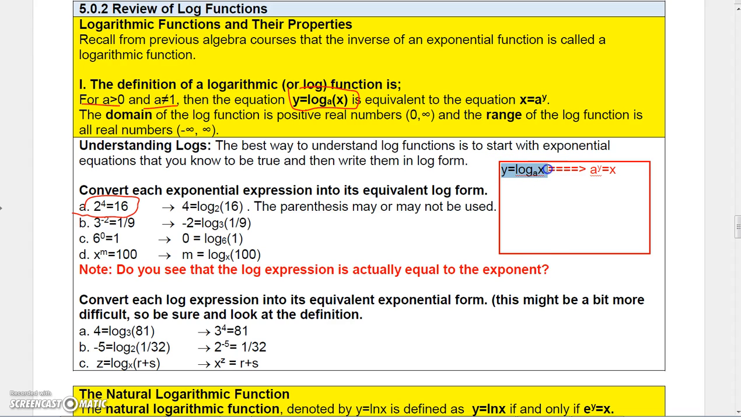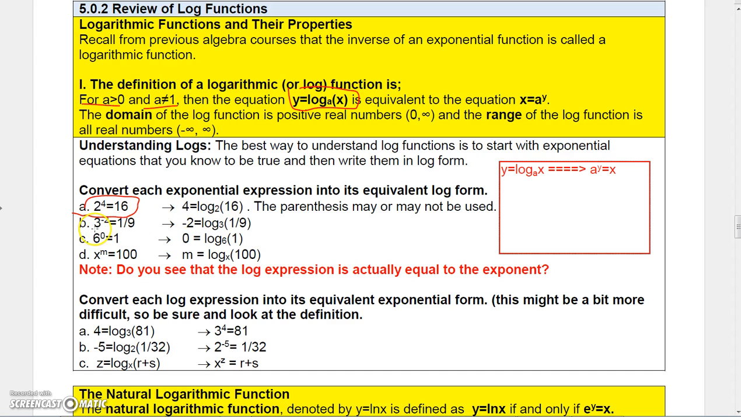If you have log of x base a equal to y, that's the same as saying a to the y equals x. So if I wanted to convert 2 to the 4th equals 16, which is a true statement, to log form, I'd write it as 4, the exponent, is equal to the log of 16 base 2. And that's how you would do that.